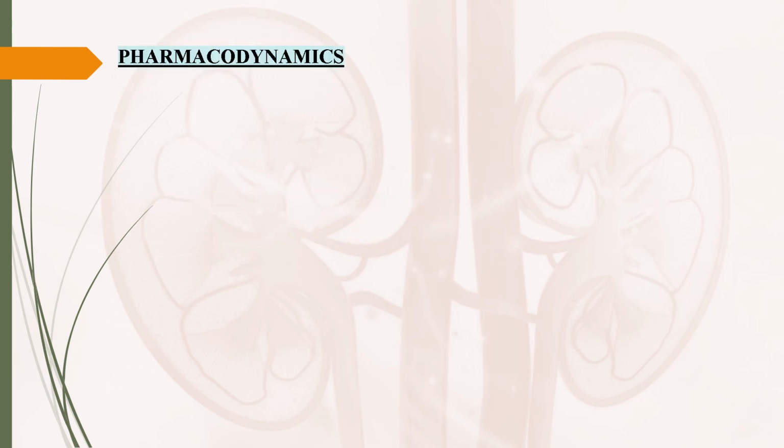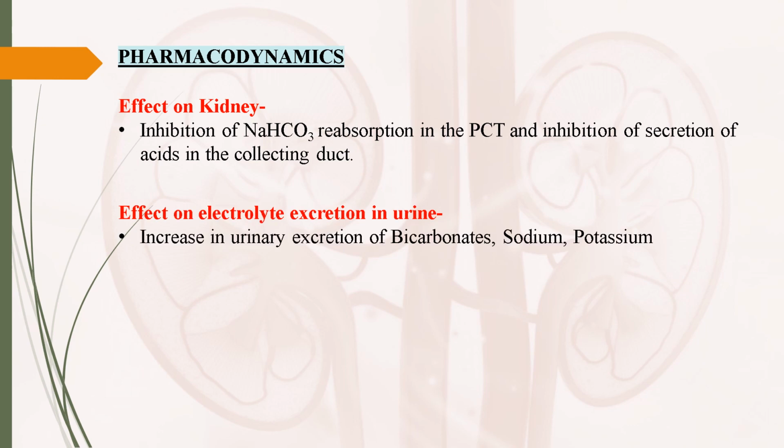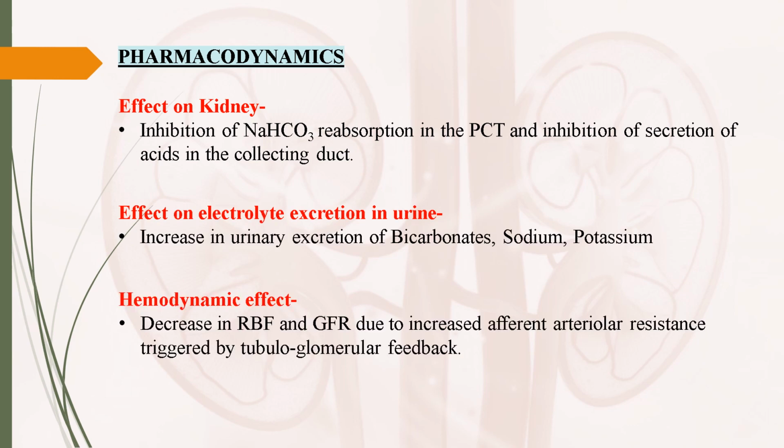Coming to pharmacodynamics, these drugs show their effects on kidney, electrolyte excretion, and blood. Effect on kidney. There is inhibition of sodium bicarbonate reabsorption in the PCT, which is self-limiting, and also there is inhibition of secretion of acids in the collecting duct. Effect on electrolyte excretion in urine. There is increase in urinary excretion of bicarbonates, sodium, and potassium ions. Hemodynamic effects. There is decrease in renal blood flow and glomerular filtration rate due to increased afferent arteriolar resistance, which is triggered by tubuloglomerular feedback.